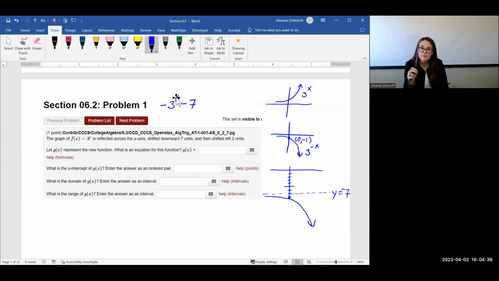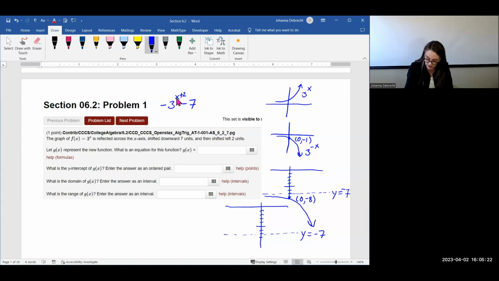To go left means I do the opposite inside the exponential next to x. So if I want to go 2 units, but I want to go left, I need to add 2. So this is in the power x plus 2. So now I'm going to take this graph and shift it to the left, which means that this point, which is now at 0, -8, is going to go left to -2, -8. So that's going to actually shift the graph over to the left.